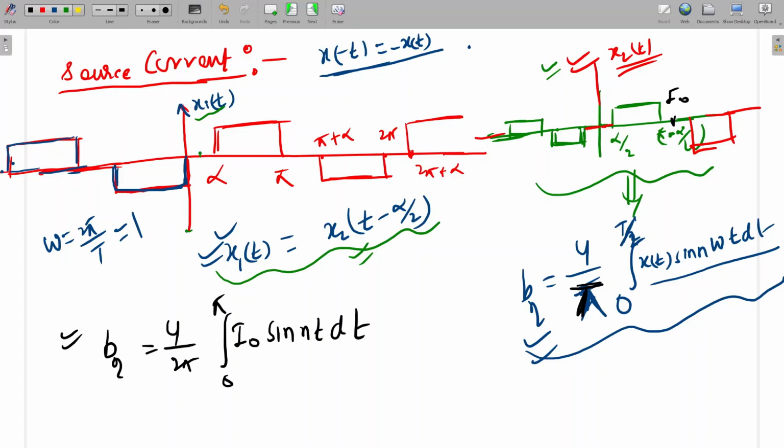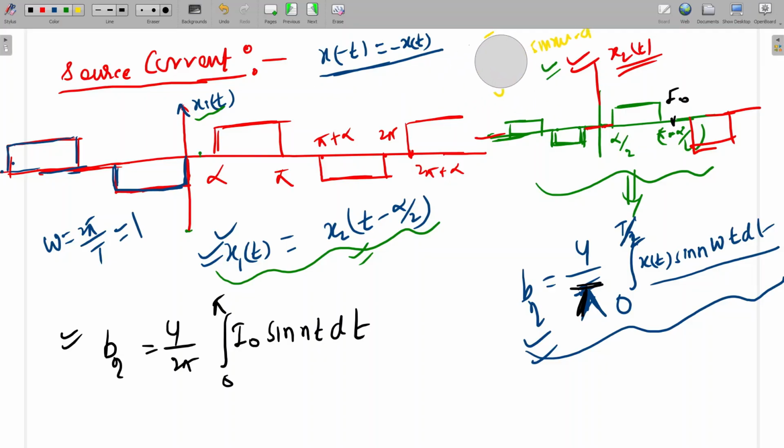See, normally how do you write it? Normally the bn formula will be bn equal to 2 by T. You know an and bn in Fourier analysis, you know that concept from signals and systems. The integral of x of t into sin n omega naught t dt. This is the normal formula.